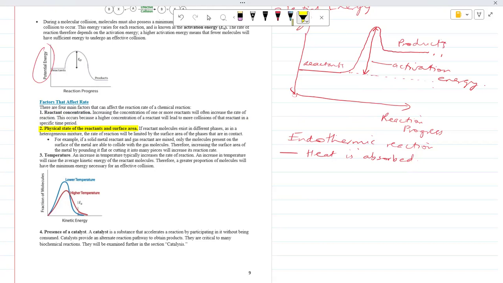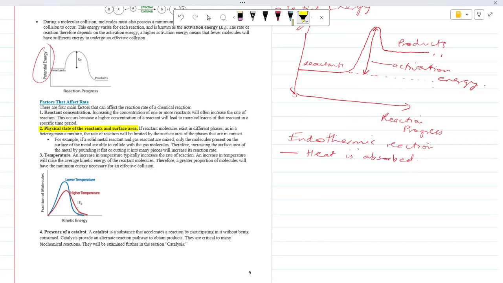Okay, using an example. Now, if I have a solid metal reactant and a gas reactant that are mixed, only the molecules present on the surface of the metal are able to collide with the gas molecules.